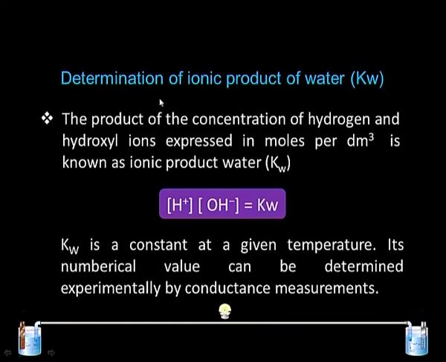There is the ionic product of water, Kw, which can be determined. And what is the ionic product? It is the product of the concentrations of hydrogen and hydroxyl ions expressed in moles per dm cube, known as the ionic product of water. This is simply a multiplication of these two ions, and this value can be determined at different temperatures. We will look at how it is done.